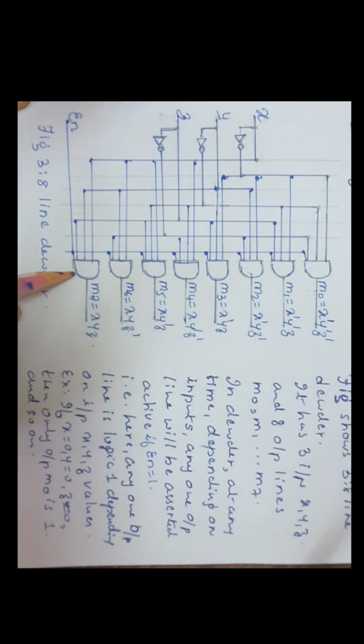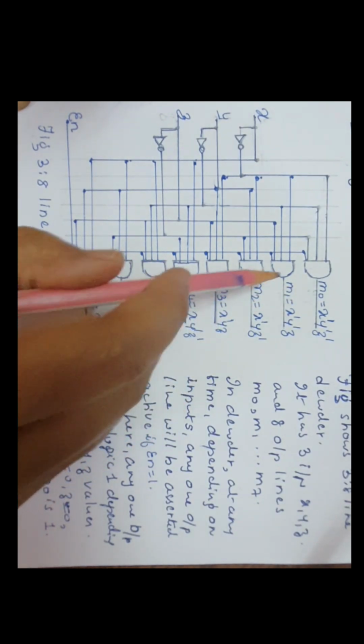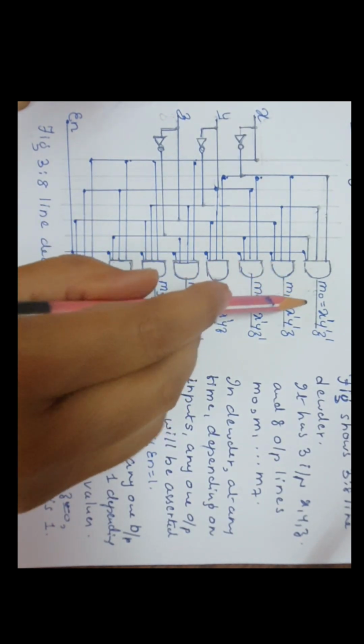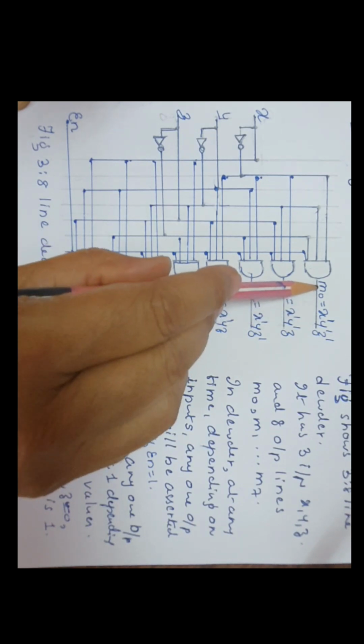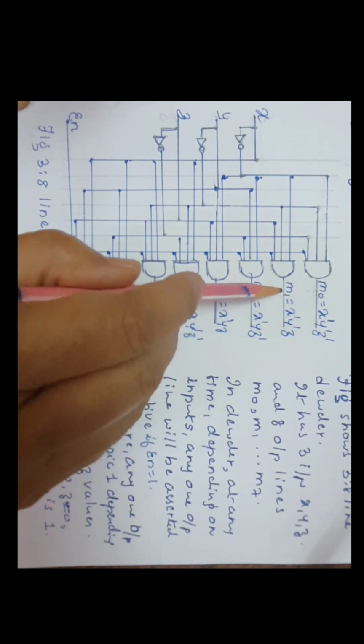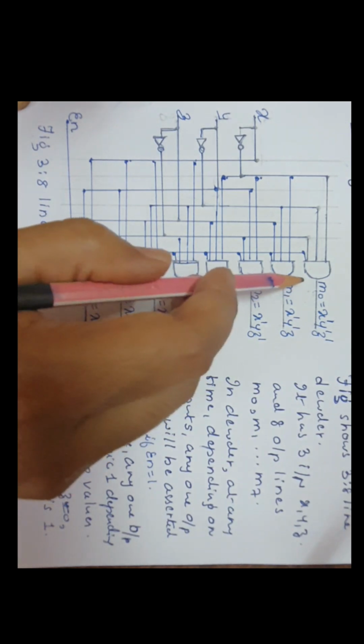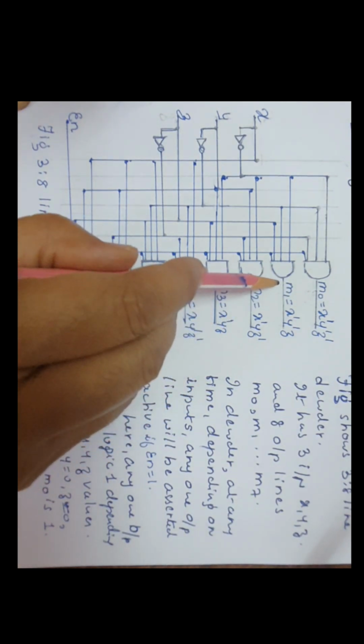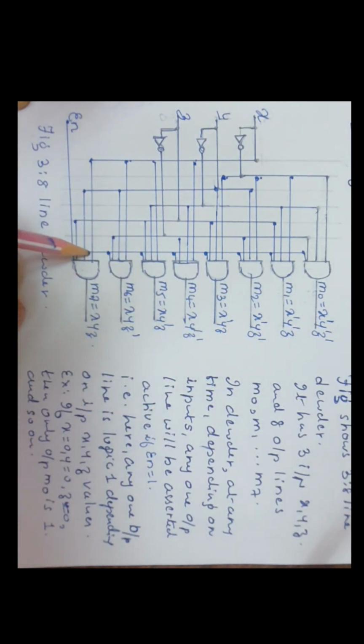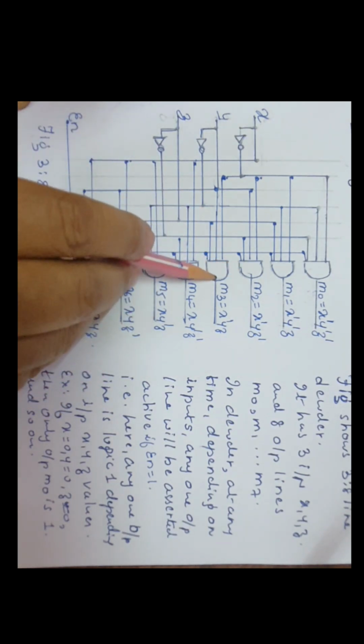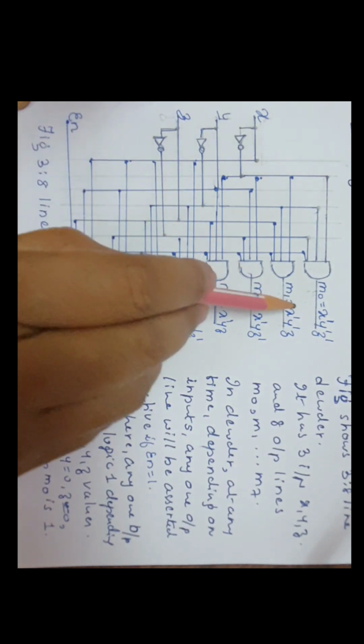This is made up of AND gates, so it is an active high circuit. If it were NAND gates, it would be an active low circuit. In that case, only this line would be logic low, and all remaining lines would be logic high. Now, it is logic high, made up of AND gates, so that is the kind of 3:8 line decoder we are considering.